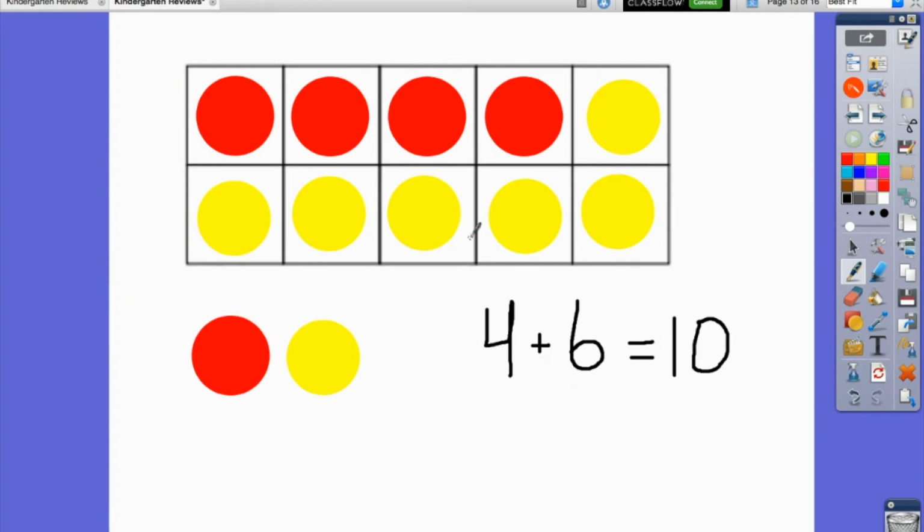Great job. 4 and 6 are number partners that make 10. What's an easy and quick way for us to tell if we have 10? All I have to do is look at my 10 frame, and if all the spaces are filled in, then I know that there are 10 things on the 10 frame. So I could look at my 4 and my 6 and see that the 10 frame was filled in.